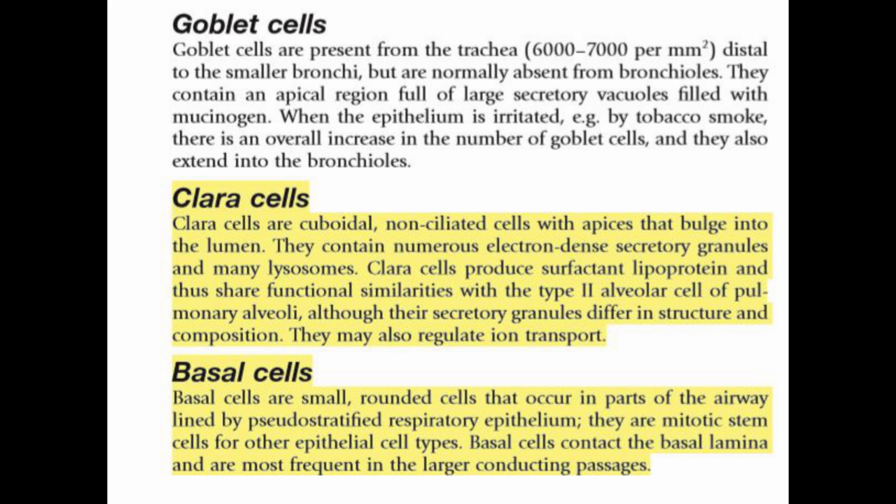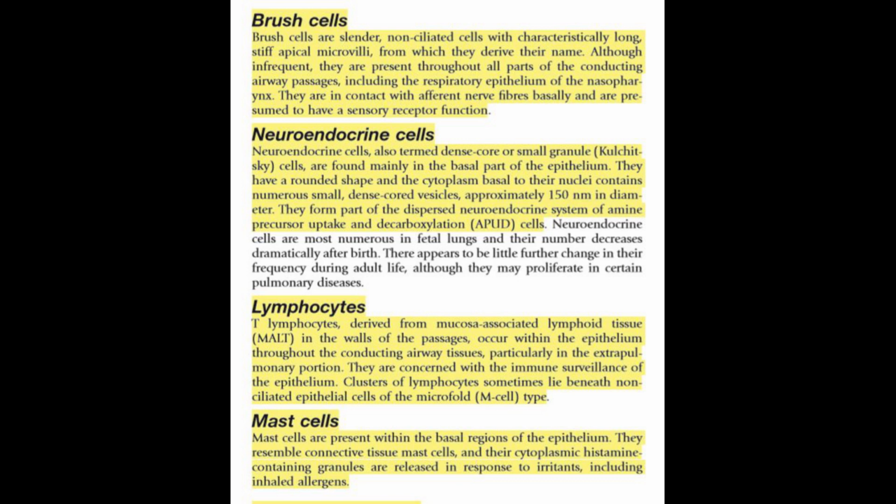The brush cells. The brush cells are slender, non-ciliated cells, and they have apical microvilli instead of cilia on their apices. They are present all throughout the conducting system, and it is believed that they have a nervous response, and basically they act like a sensory receptor.